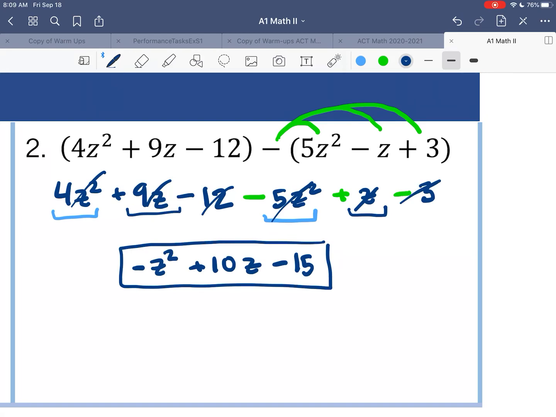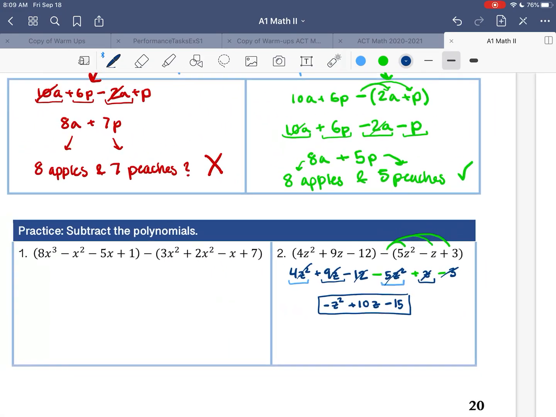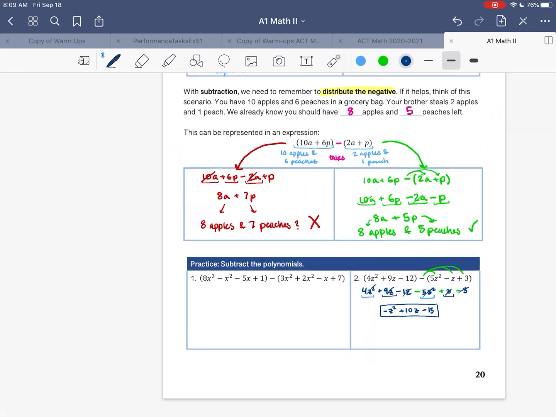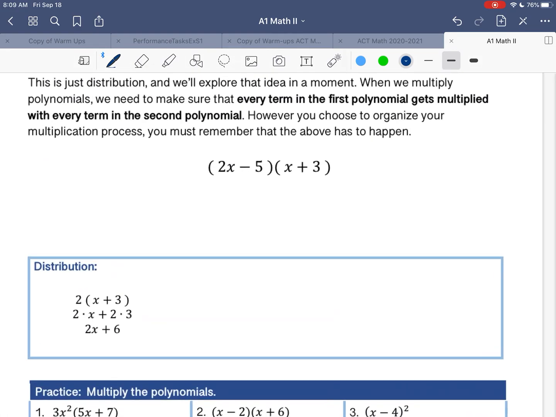Hopefully that helps a little bit. Just remember to distribute the negative or else you're going to get a nonsense answer, something that does not make sense. Again, please get these other examples from the notes.